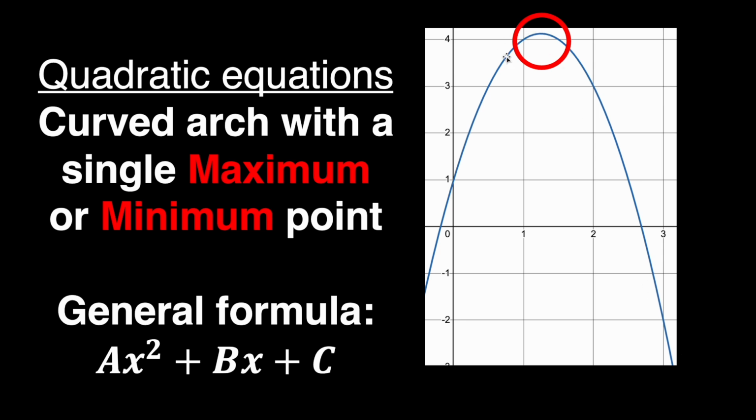There is either a maximum point where the graph has a high end, or if you can imagine this graph flipped, there would be a minimum point where the graph comes down, has the lowest number, and then goes back up again. The important thing is that these graphs curve. They are not a straight line.